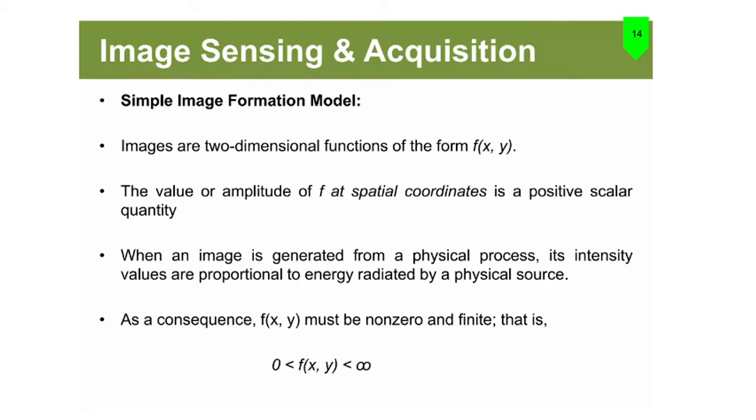As a consequence, f of x comma y must be non-zero. So intensity should hold some value. It should not be 0. So it should be non-zero, and it is finite. So we are defining the range between 0 to infinity.